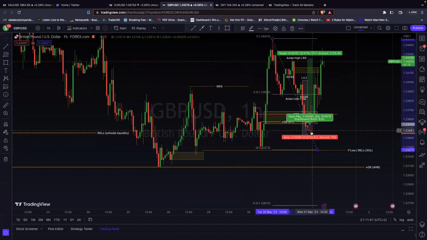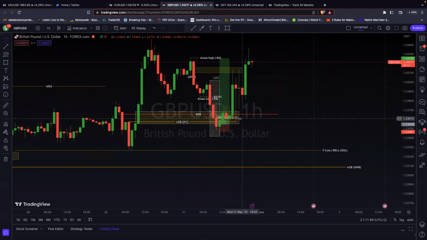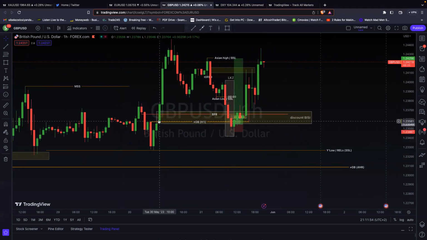It's below equilibrium. This is discount. And then what do we have here? We have an imbalance here, let me extend this so you can see. We have this discount fair value gap. And then you have a bullish 1 hour order block. This is an order block here.